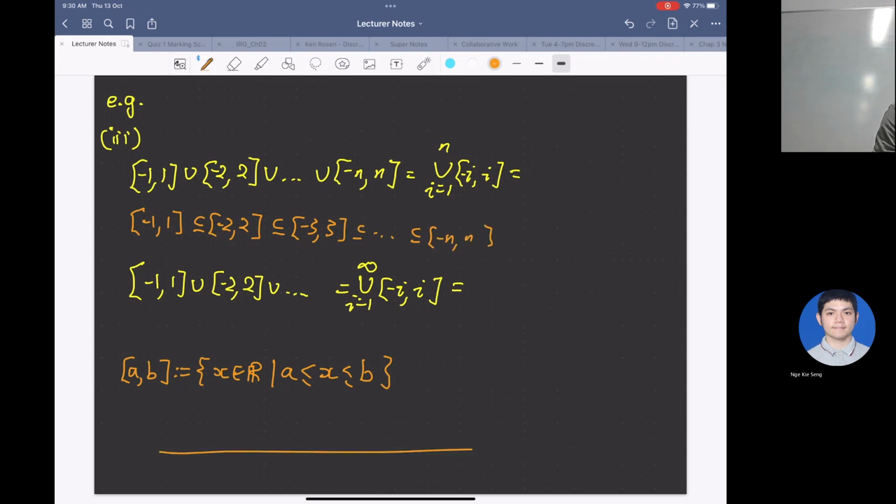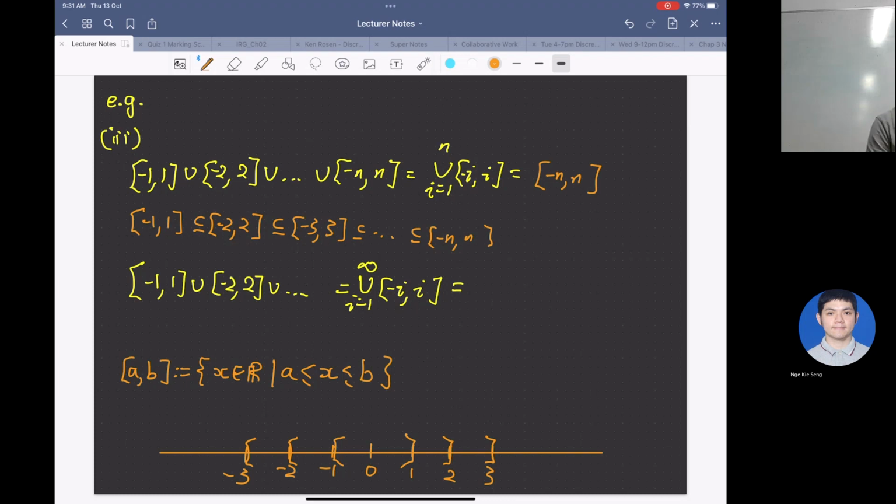So if you imagine the real line, we have 0 to 1, and then minus 2 to 2, and then minus 3 to 3, and so on, and keep going. So you can show that the finite union of these intervals is actually what? Negative n to n.